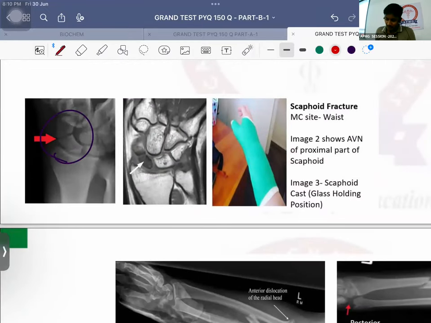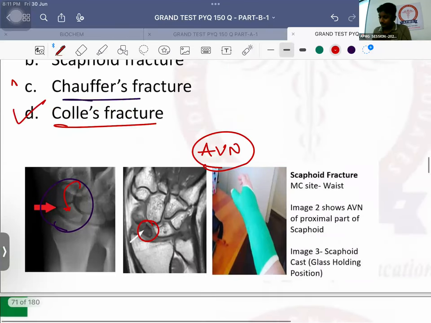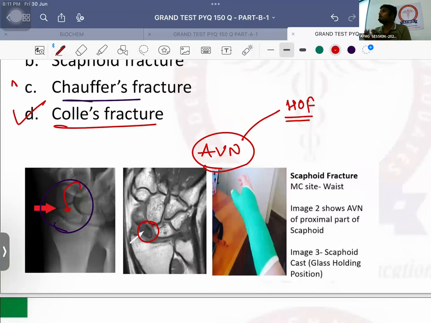Okay? So scaphoid fracture, agar ho jata hai, the blood supply to the proximal part of the scaphoid is cut off. And therefore, there can be avascular necrosis of which part of scaphoid? Proximal pole of scaphoid. Which is the most common site for avascular necrosis in your body? Head of femur. It is due to fracture neck of femur. Next, second most common site is scaphoid. Here there is AVN of the proximal part of scaphoid due to fracture at the waist of scaphoid.